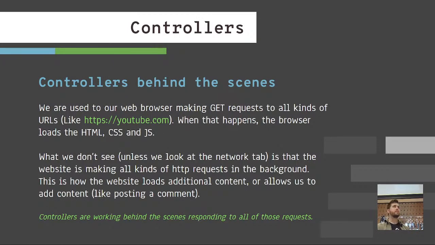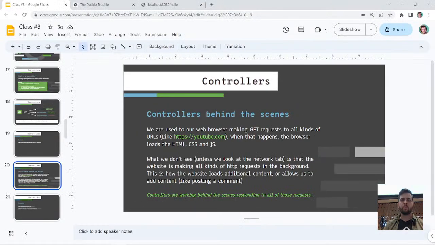So controllers behind the scenes, we sort of talked about this a little bit when we looked at the inspector tab for a website. When we go to a website in our browser, the browser makes a GET request, but then a bunch of stuff happens in the back end. There's all kinds of chatter happening back and forth that we don't really see unless we dig into the network tabs, like a hacker or a developer, right? And a lot of that network traffic is just worth being aware of.